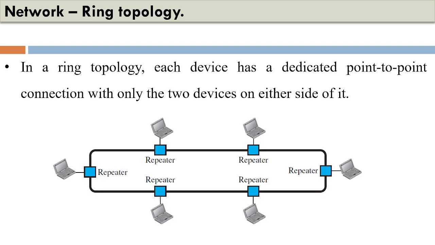Now let us move on to the next topology. It is the ring topology. It is the most easily connected topology, where we have a point-to-point connection with the two devices on either side of it. As you can see, there are 6 nodes connected. Each and every node is connected with 2 other devices using a common link. Each and every node is connected via a repeater.